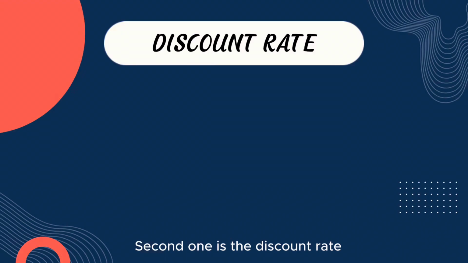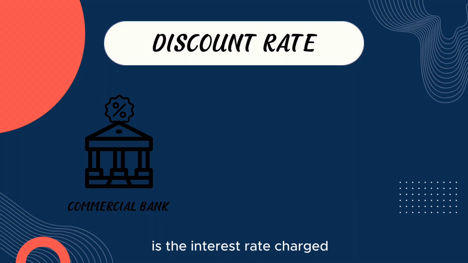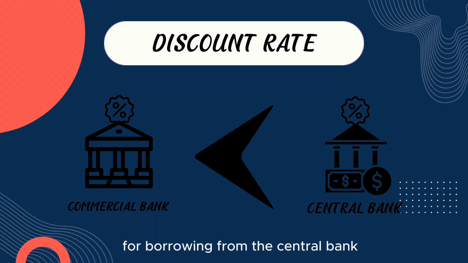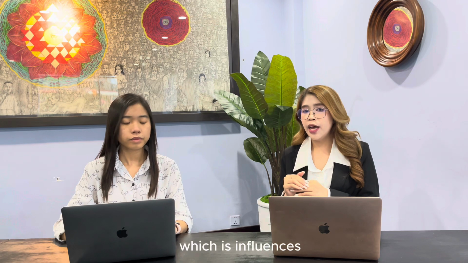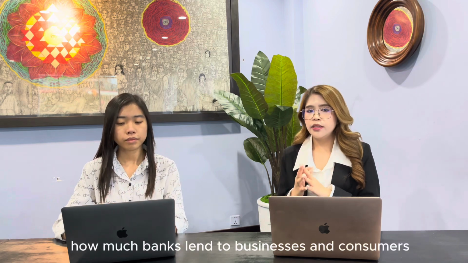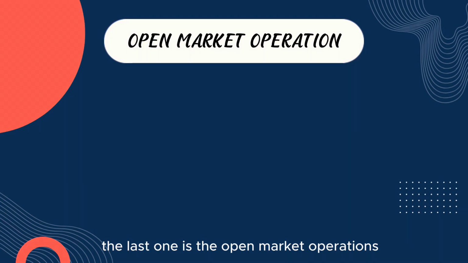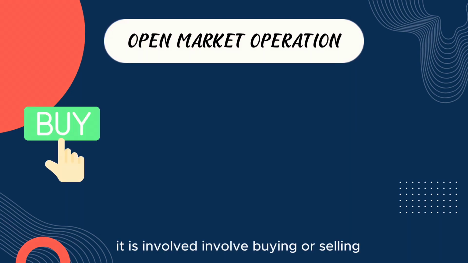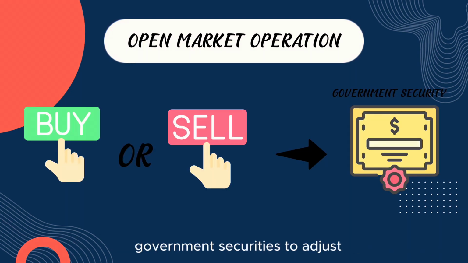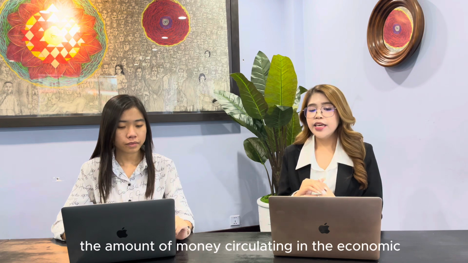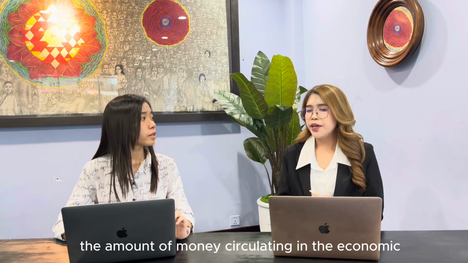The second one is the discount rate. It is the interest rate charged to commercial banks for borrowing from the central bank, which influences how much the banks lend to businesses and consumers. The last one is open market operations. It involves buying and selling government securities to adjust the amount of money circulating in the economy.